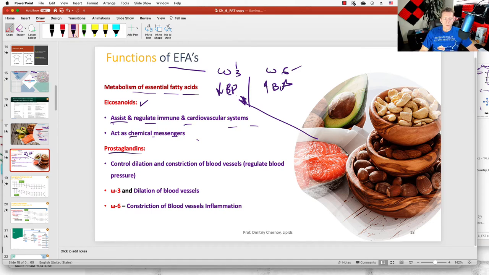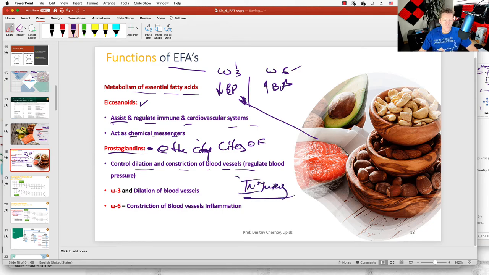So also, there are prostaglandins. The prostaglandins are other regulatory molecules that control dilation and constriction of blood vessels. And they are produced at the sites of injury. Do we need them? Yes, of course we need them. And they regulate blood pressure. They usually increase blood pressure.